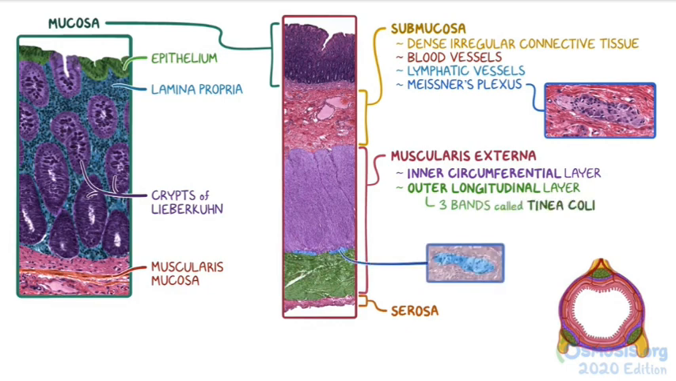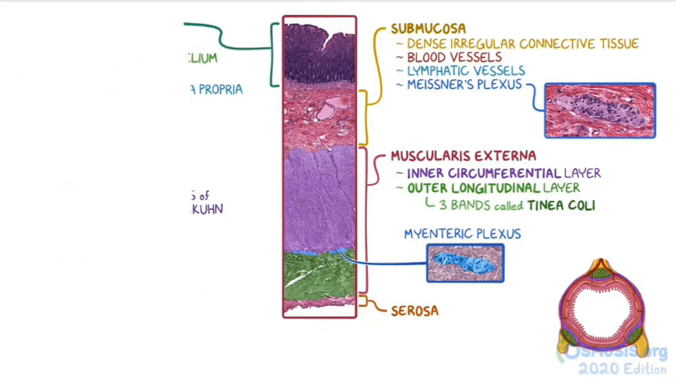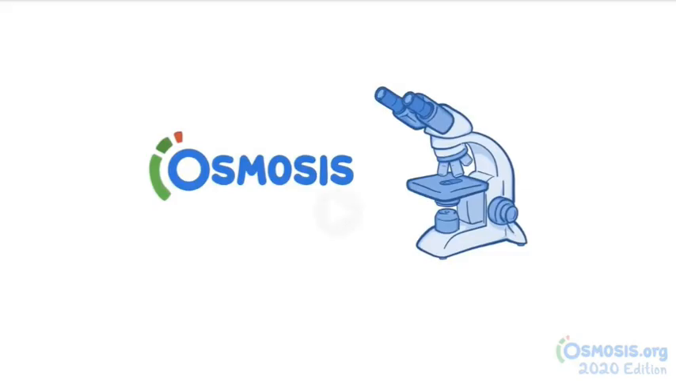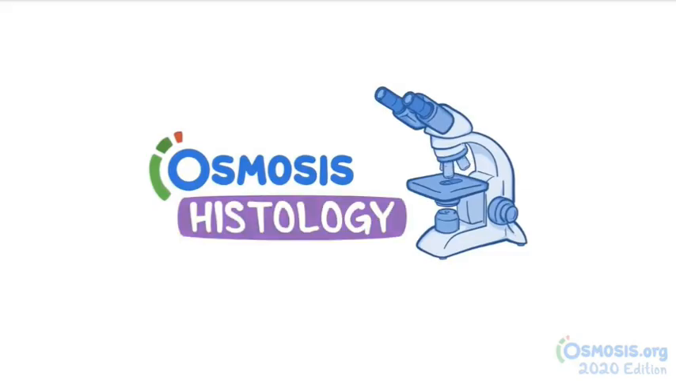Between the layers of smooth muscle is the myenteric plexus, which is the network of nerves responsible for innervating the smooth muscle of the muscularis propria. And the final, outermost layer is the serosa, which is a thin layer of connective tissue that also contains blood vessels and nerves. Now, let's get a closer look.